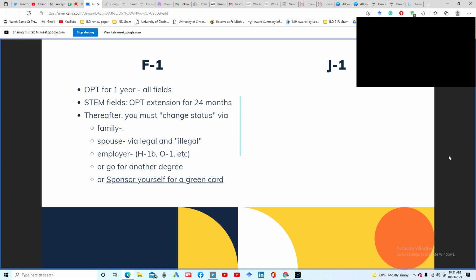Now, another thing you can do, because you don't want to be out of status, is go for another degree. Maybe you are a master's student, now go for a PhD or another PhD just to remain in the US. That's not fun, right? Now, the last one is sponsoring yourself for a green card. It's not a common route because it's difficult, but it's doable if you plan. We'll talk about that later.